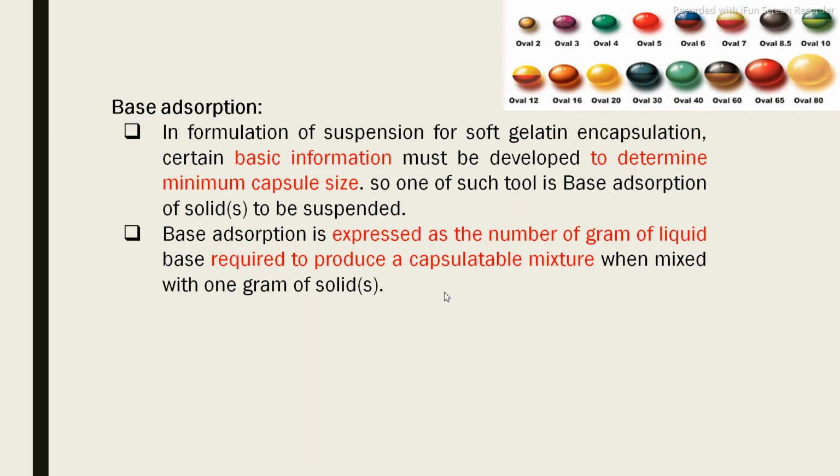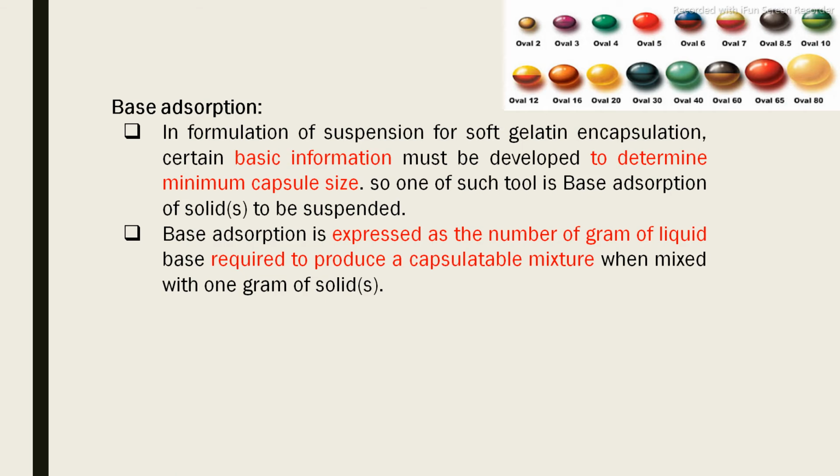Suppose you have some grams of powdered material and slowly you are going to add the liquid phase. Slowly we have to start adding the liquid phase, and at one point your powdered material will have very good viscosity and very good pliability. So this is called base adsorption. Base adsorption means it is the point when your mixture is ready to be encapsulated inside the soft gelatin capsule.